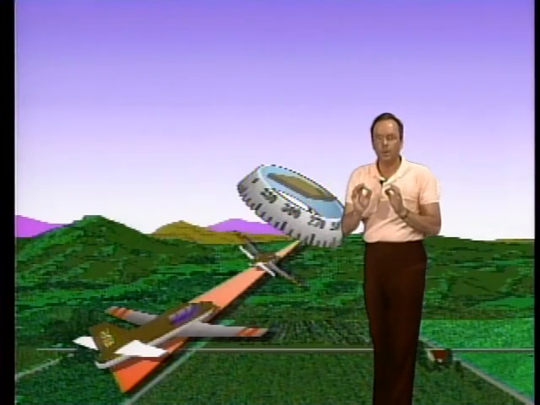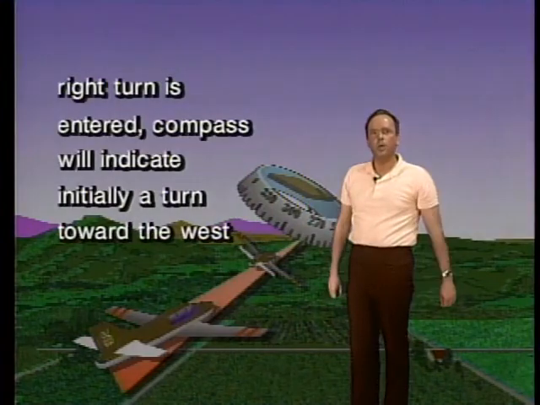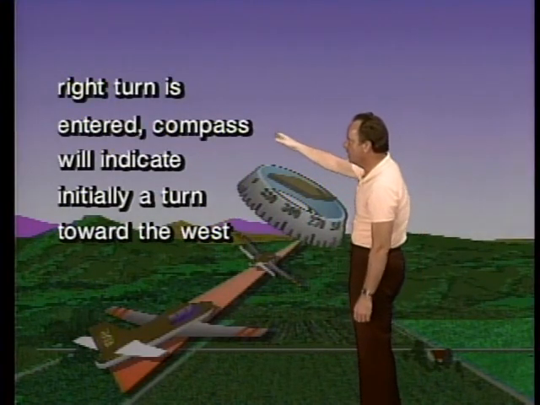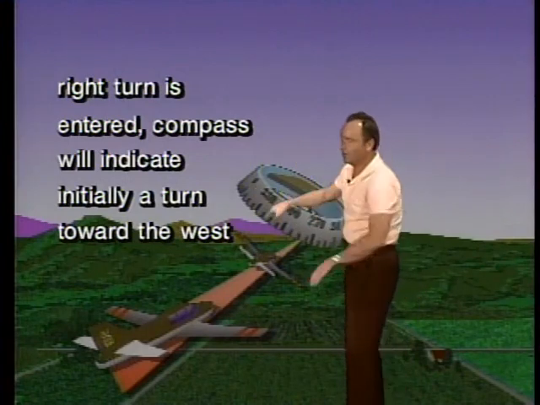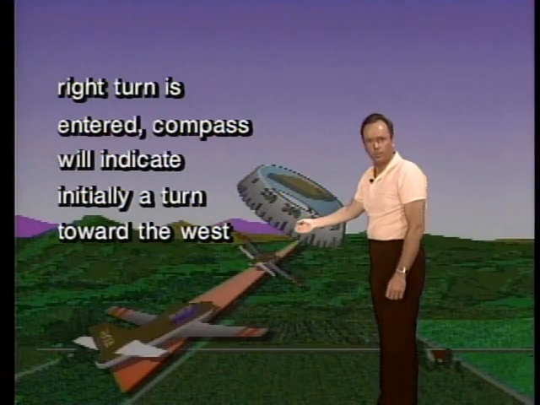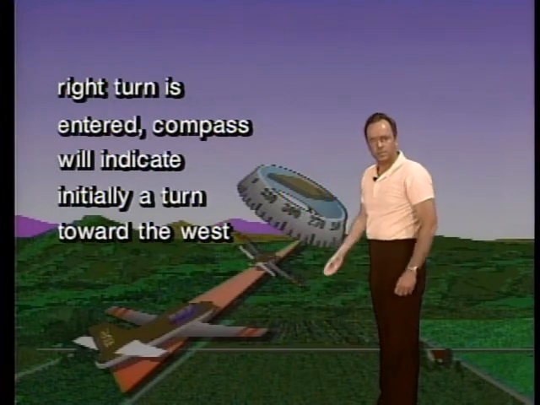Let's do one more example. This time, let's assume you and I are on a heading of north, and we start a right turn. The compass will momentarily indicate a turn towards the left or to the west, just exactly as we have shown right here. And those are called compass turning errors.